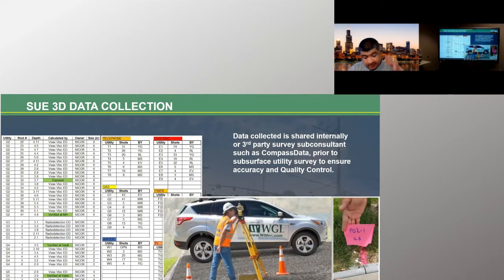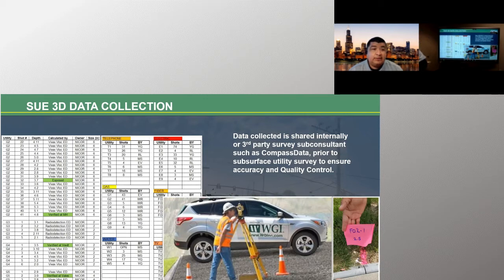And obviously the last part of the SUE data collection is the actual survey of the field markings, utility features, and the test holes. The data collected prior to this task is shared internally or with third-party survey consultants such as Compass Data prior to the subsurface utility survey to ensure accuracy and quality control. So what we're producing from our app are what we call utility inventories, where we're actually inventorying everything that was done in the field.